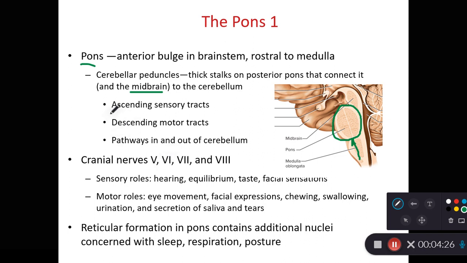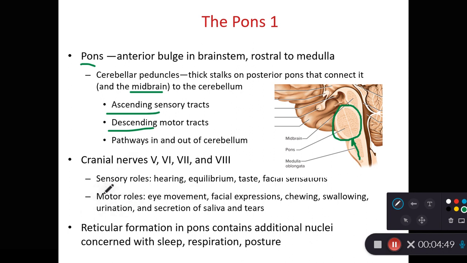Our pons carries information to the cerebrum. It carries information away from the cerebrum. And there are also some pathways that move within and out of the cerebrum. As we look at the pons, cranial nerves 5, 6, 7, and 8 all originate at the pons.